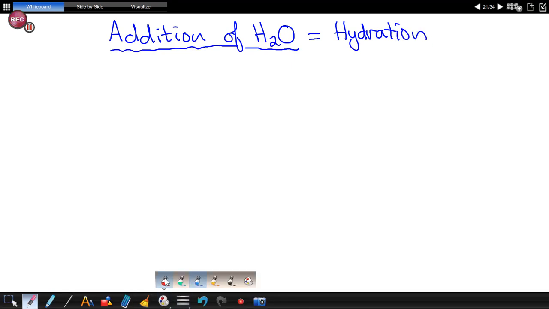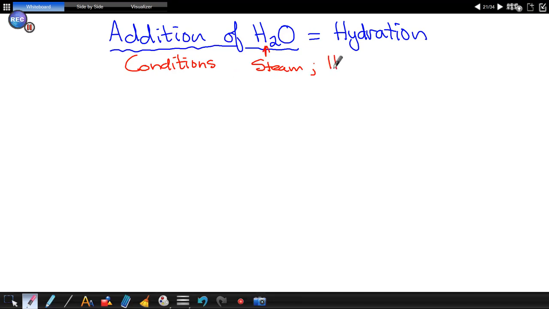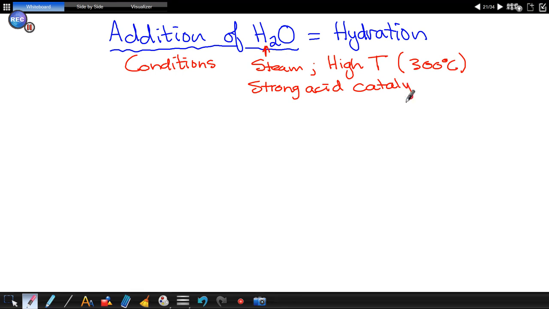And the conditions for the reaction? This water must be in the form of steam. There must be a high temperature, in the range of 300 degrees Celsius, and there must be a strong acid catalyst. It could be either H2SO4 or H3PO4, phosphoric acid or sulfuric acid. You must look at the clouds on paper. That's the general guideline. I just said that.